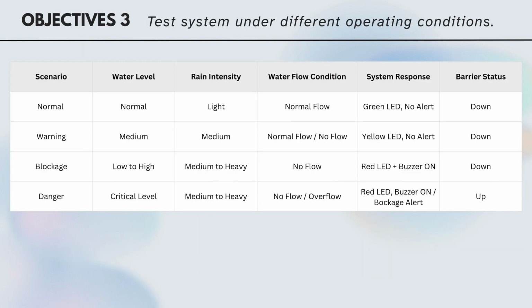To validate the effectiveness of AquaShield, we conducted several scenario tests. The first one is under normal conditions. In here, the green LED indicated that the system was operating safely. The next one is during warning level conditions. The yellow LED signaled caution. For blockage testing, we simulated rising water with minimal flow, and the system immediately activated the red LED and the buzzer to warn people.